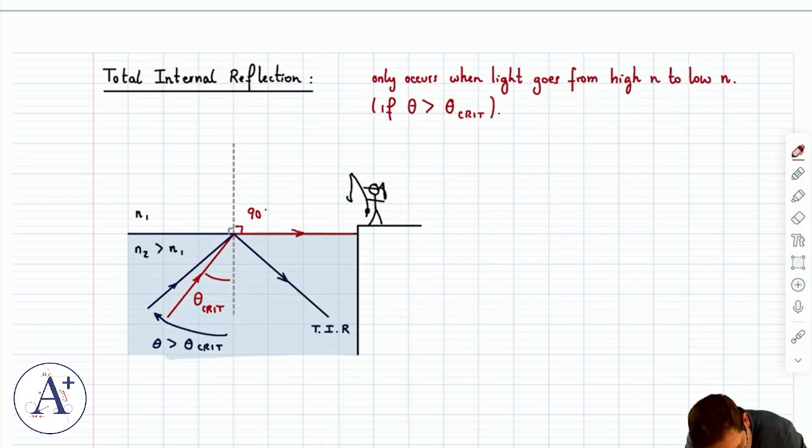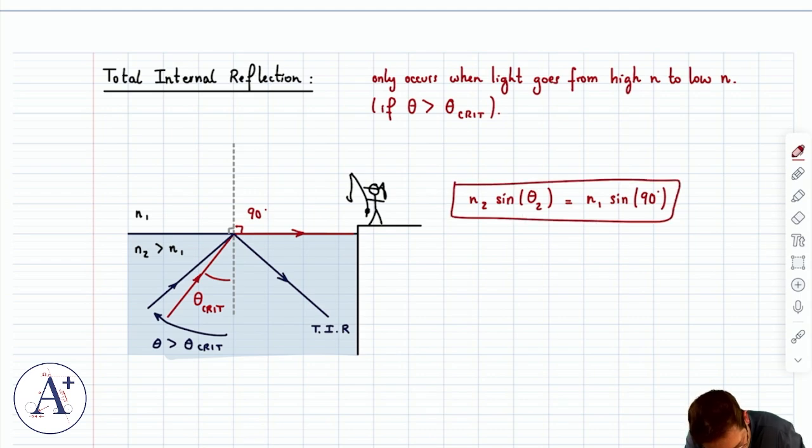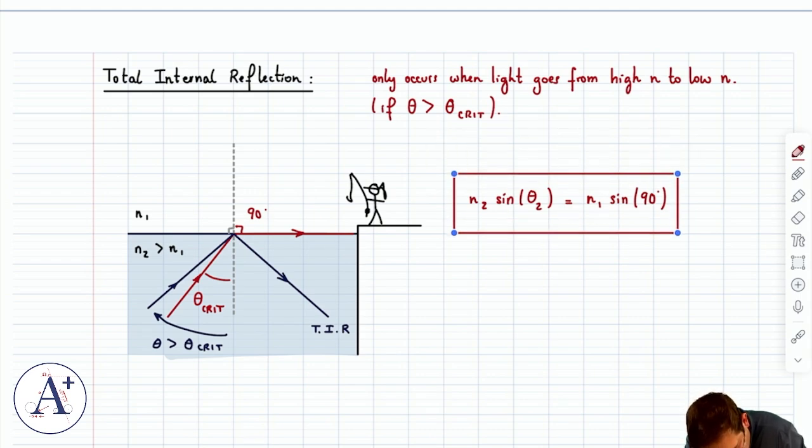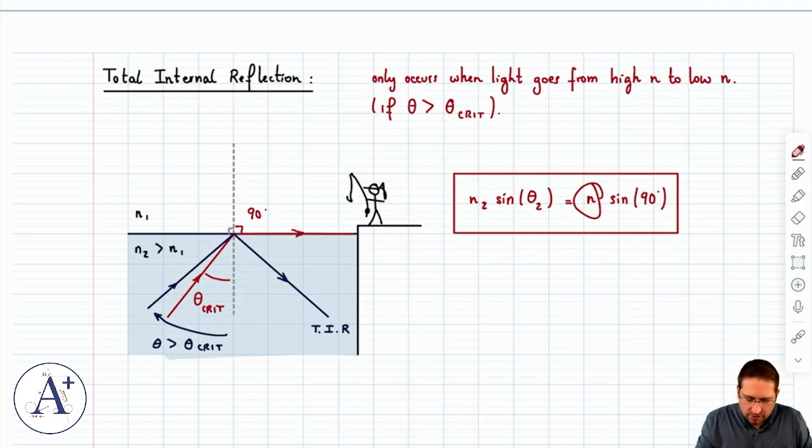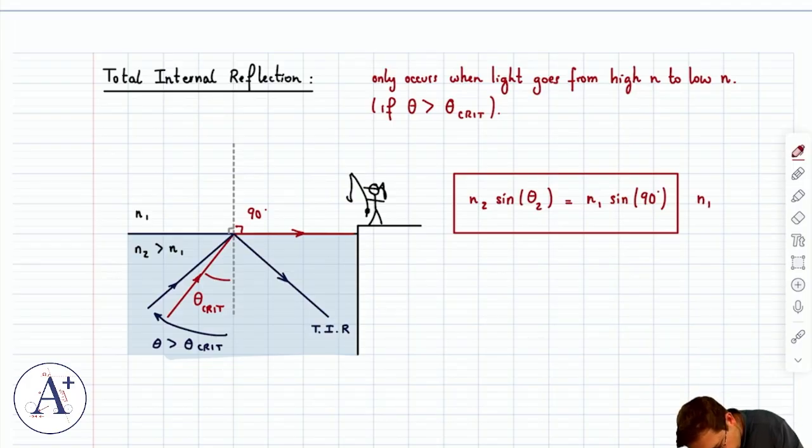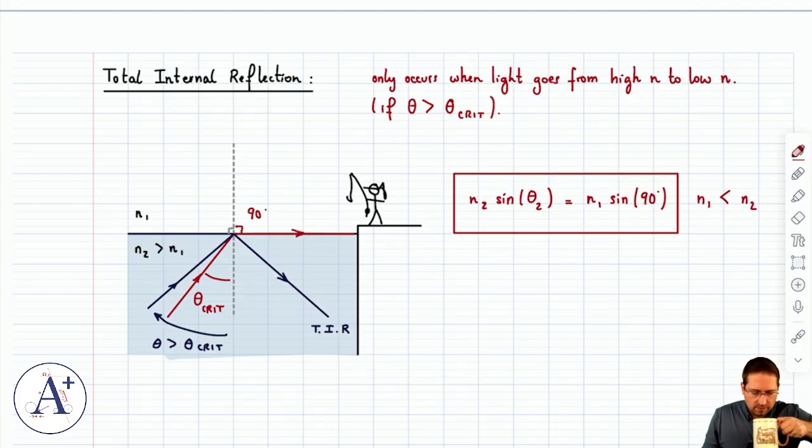Now how can you find theta critical? Well, you would say that N2 sine of theta 2 is equal to N1 sine of 90. Sine of 90 is 1 for that matter. Okay, now I'm going to leave it like that. If I have air here, then N1 is equal to 1, but it doesn't have to be the case. So to be general, I'll just call it N1. We just agree that N1 is less than N2. That's all.